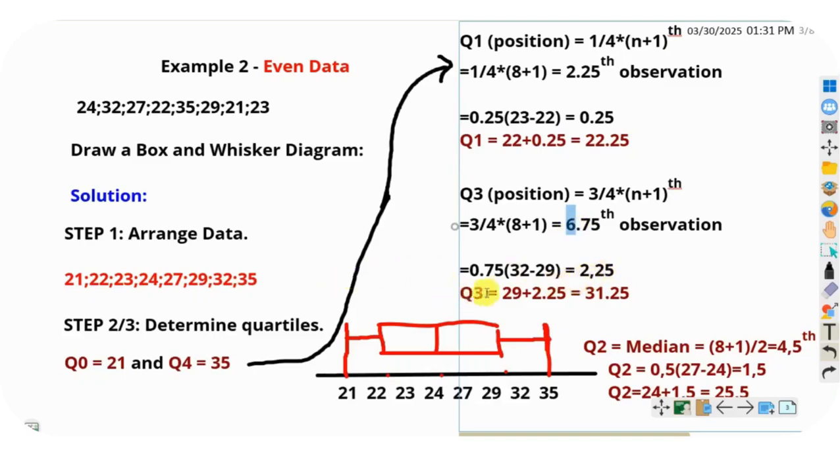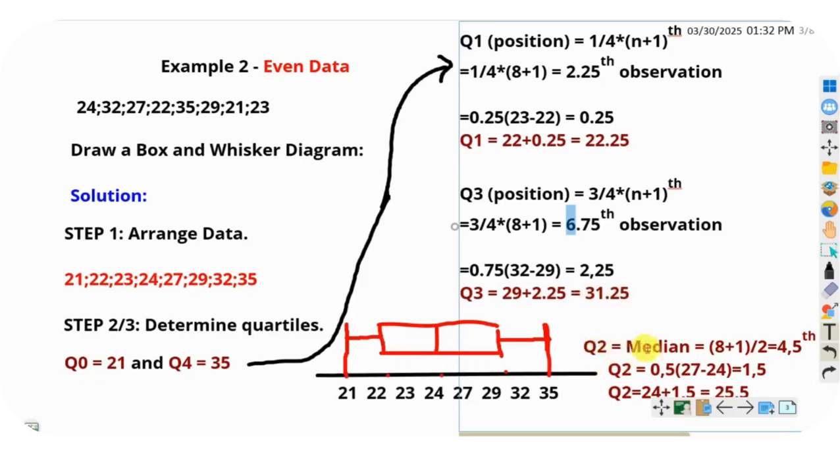Okay, what is the sixth observation? 1, 2, 3, 4, 5, 6. The sixth observation is 29. I'm going to take 29 and add 2.25. 29 plus 2.25 is 31.25. So Q3 is 31.25.